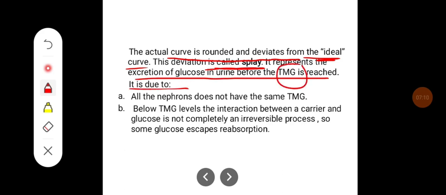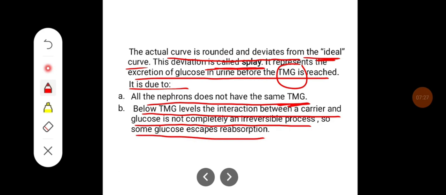And this is due to the fact that all the nephrons do not have the same tubular maximum for glucose, and below TMG levels, the interaction between carrier and glucose is not a completely irreversible process. So some glucose escapes reabsorption.